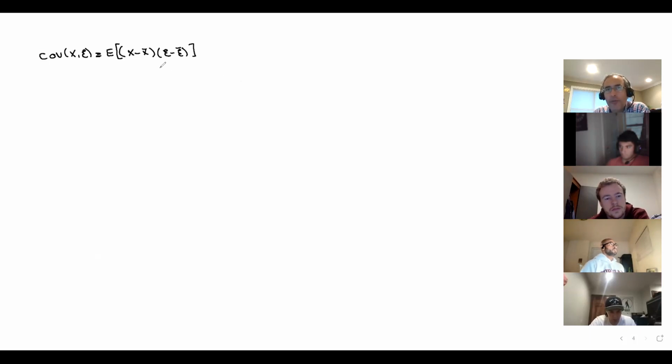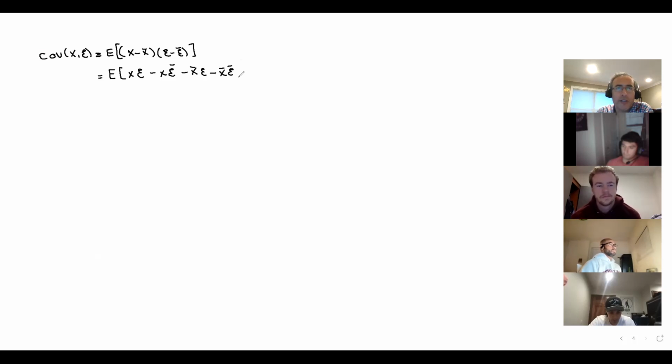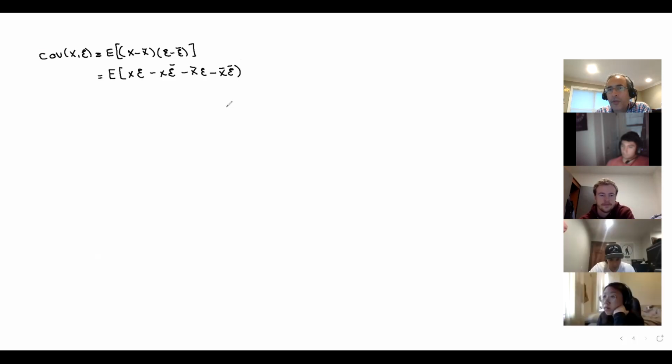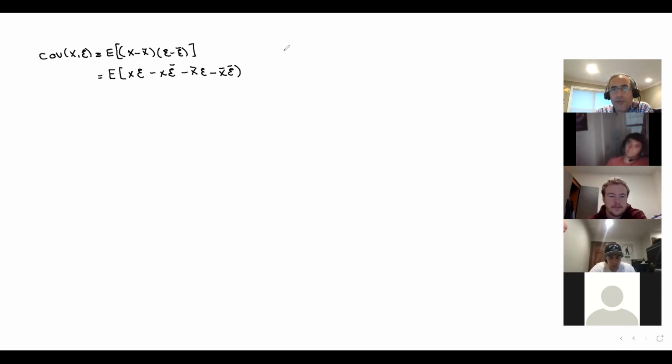Take a look at what happens here. If I multiply this one here, this is the expected value of XE minus X E bar minus X bar E plus X bar E bar. Do you agree, guys? Now, what is E bar? E bar equals the expected value of E. What is the assumption for this one here? That it's 0. It's the model assumption that it is equal to 0. So if this is 0, guys, you can see that this part disappears and this part disappears, correct?